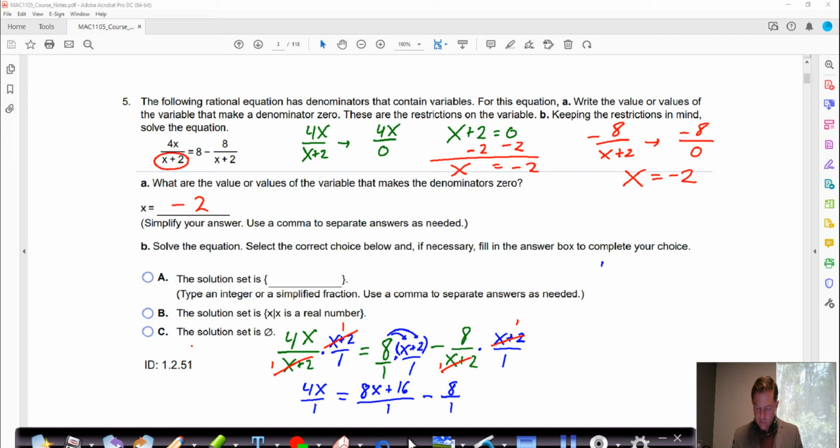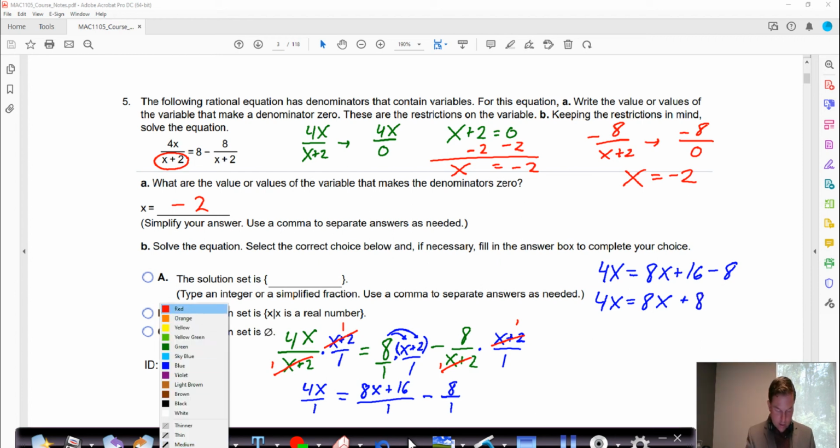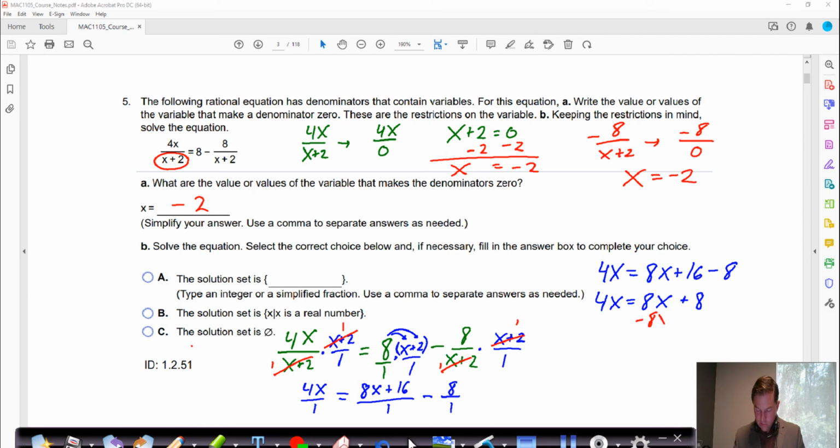So I'm going to write this up here as 4x, and then equals 8x plus 16, and then minus 8. 4x equals 8x. 16 take away 8 is positive 8. And then let's subtract 8x from both sides. Move those x's over to the left-hand side. 4 take away 8 is negative 4. 8x and 8x cancel. And so I get 0, and then this 8 drops down, so I get 8.